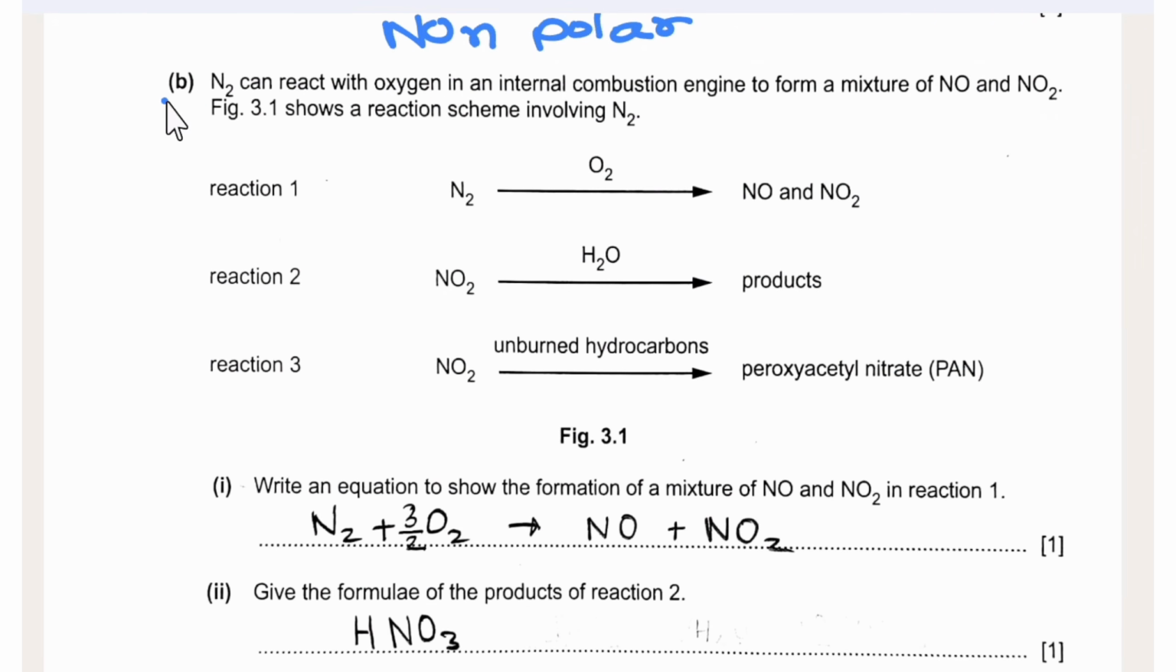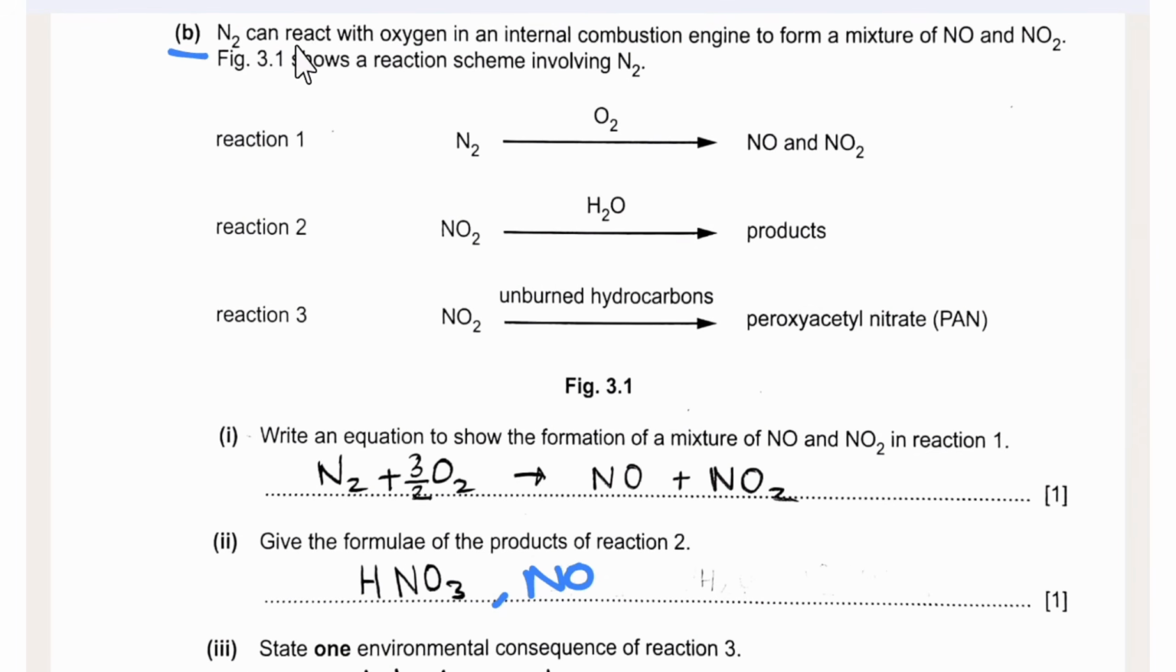Then in part B, nitrogen can react with oxygen in an internal combustion engine to form a mixture of nitrogen monoxide and nitrogen dioxide. So nitrogen first of all reacts with oxygen to form nitrogen monoxide and nitrogen dioxide. Write an equation to show the formation of nitrogen monoxide and nitrogen dioxide in reaction 1. So nitrogen plus oxygen gives nitrogen monoxide and nitrogen dioxide. As there are 3 moles of oxygen, we use 3/2 to balance the number of moles of oxygen. Then give the formula of the product of reaction 2.